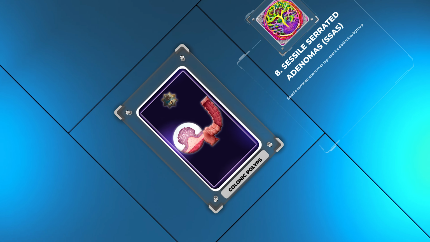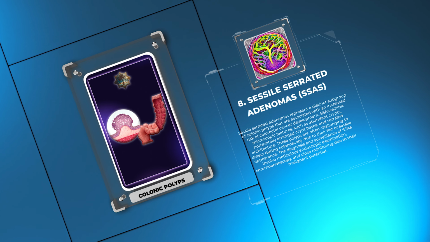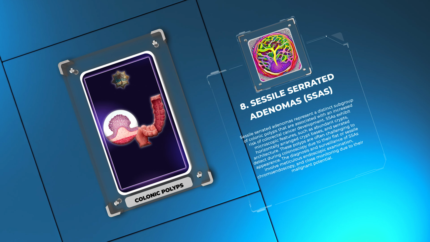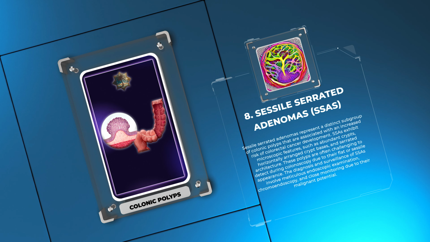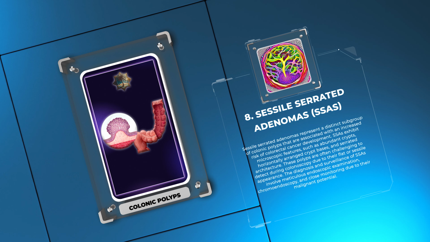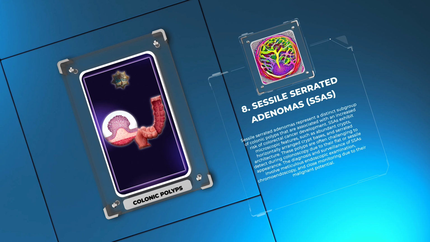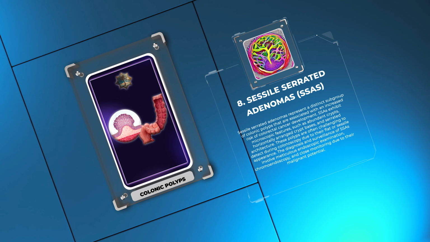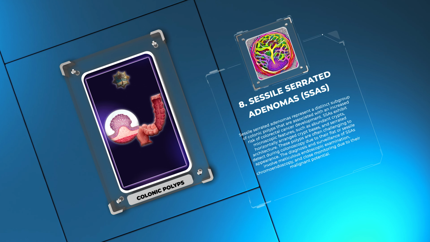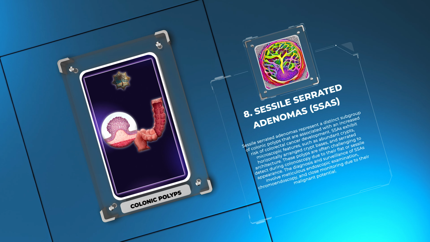Sessile serrated adenomas represent a distinct subgroup of colonic polyps that are associated with an increased risk of colorectal cancer development. SSAs exhibit microscopic features, such as abundant crypts, horizontally arranged crypt bases, and serrated architecture. These polyps are often challenging to detect during colonoscopy due to their flat or sessile appearance. The diagnosis and surveillance of SSAs involve meticulous endoscopic examination, chromoendoscopy, and close monitoring due to their malignant potential.